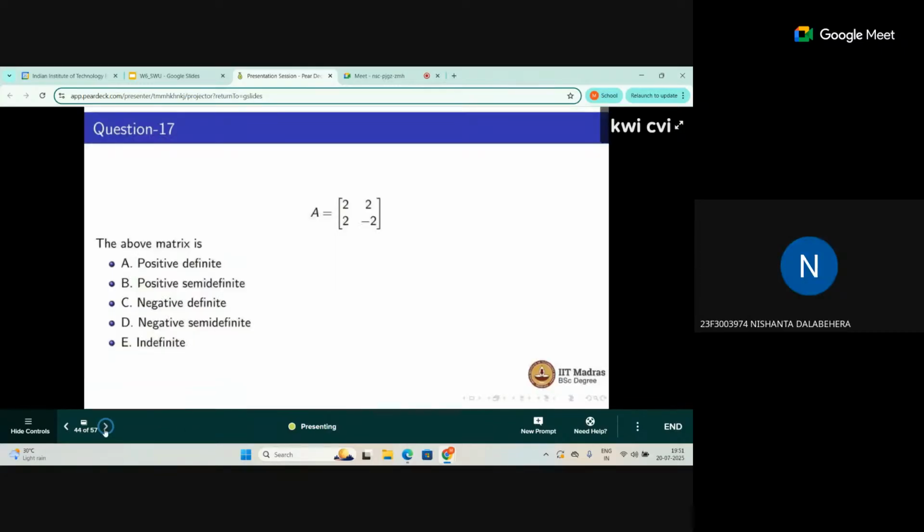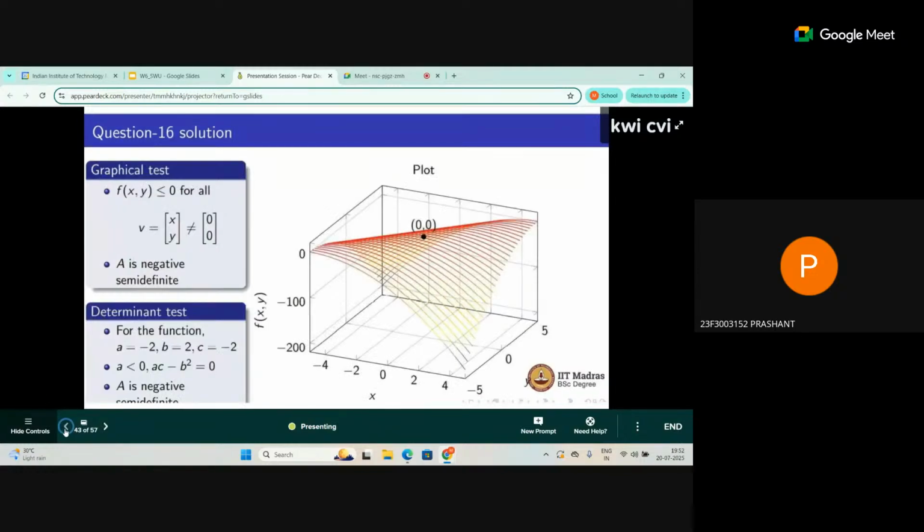So what about the eigenvalues of a negative semi-definite matrix? One of the eigenvalues is going to be 0 definitely, right? Yes, sir. And the other eigenvalues have to be negative.